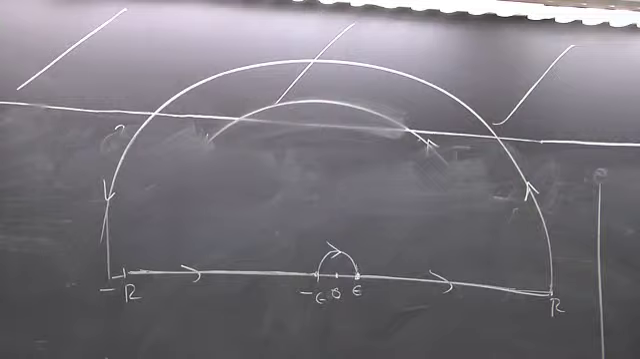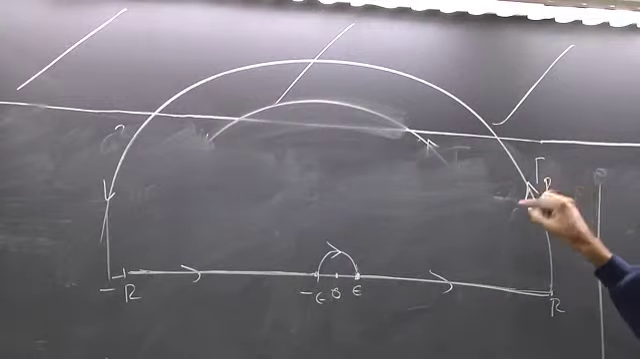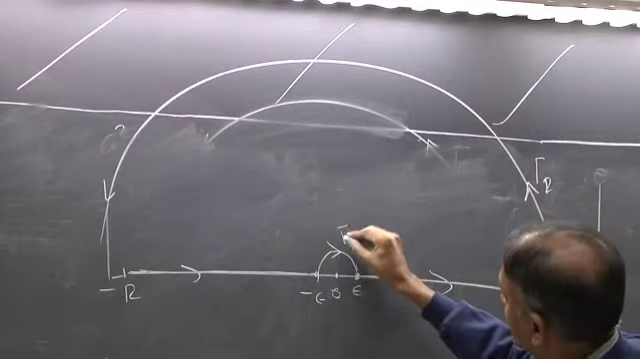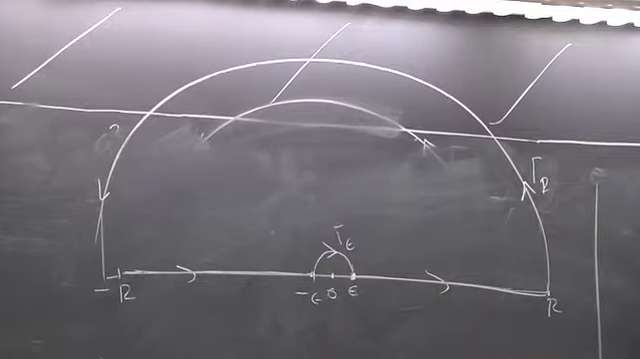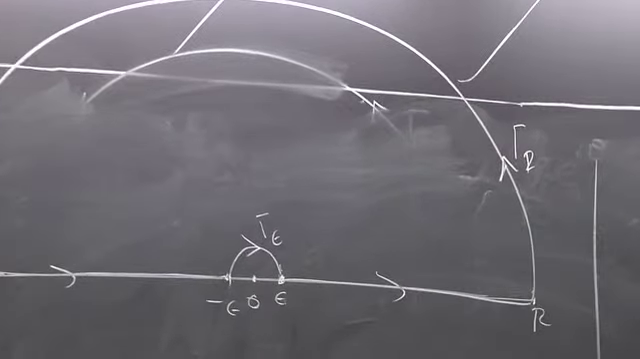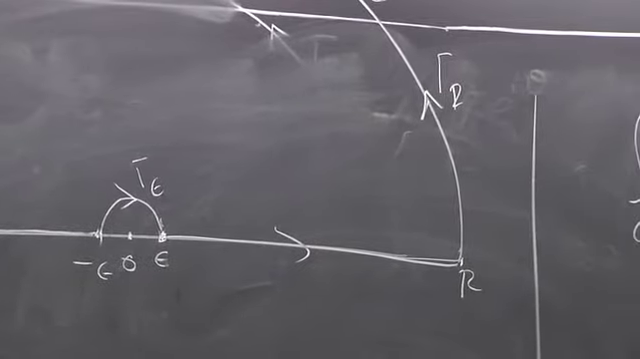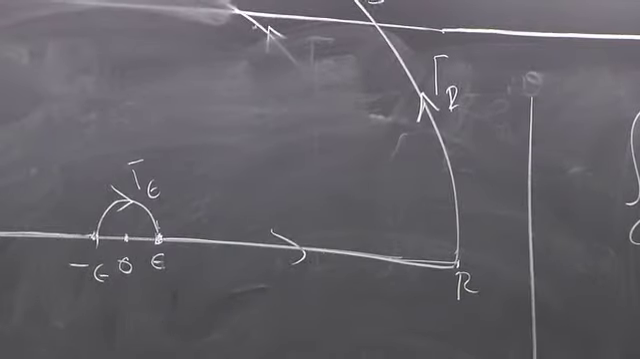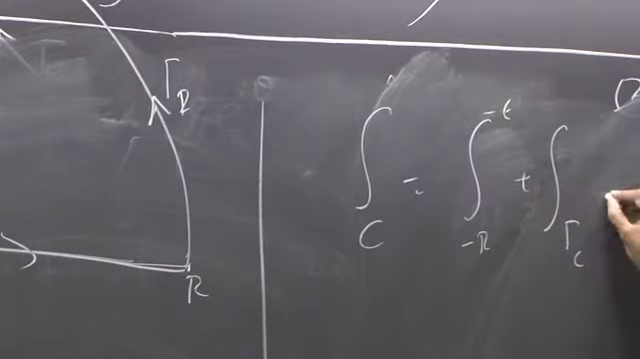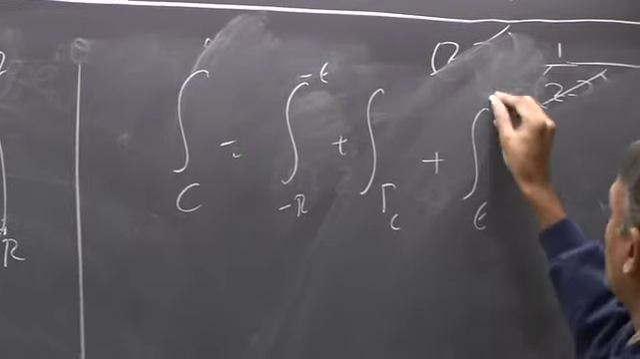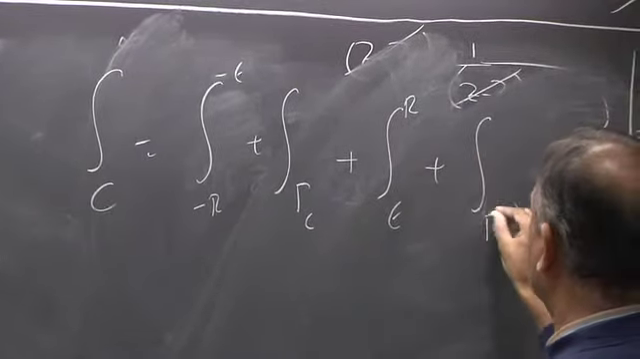So that's my full contour. Let's call this semicircle gamma r, and that gamma epsilon. From here to there. So the full contour I choose is from minus r to minus epsilon, plus the integral over gamma epsilon, plus the integral from epsilon to r, and then the integral over gamma r.